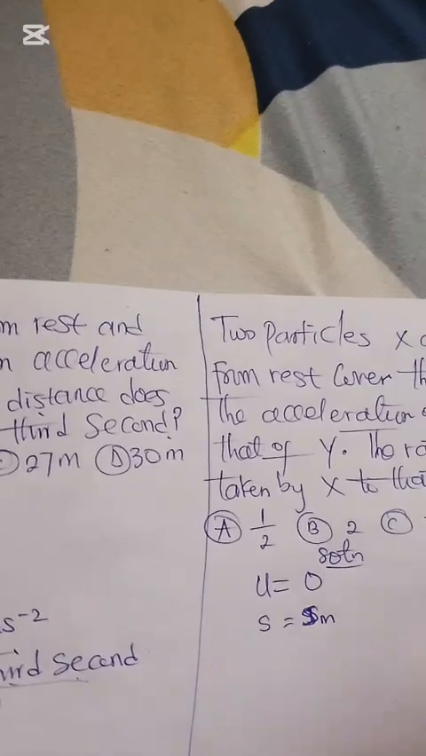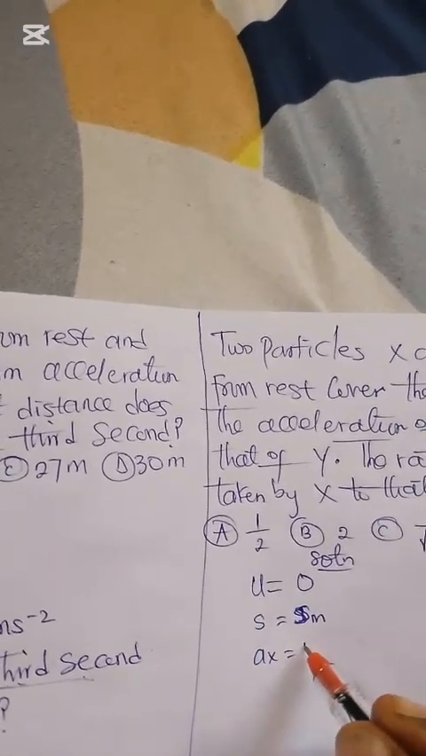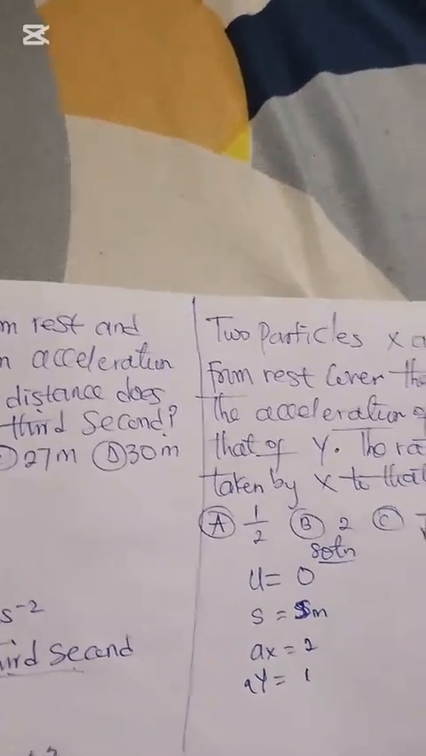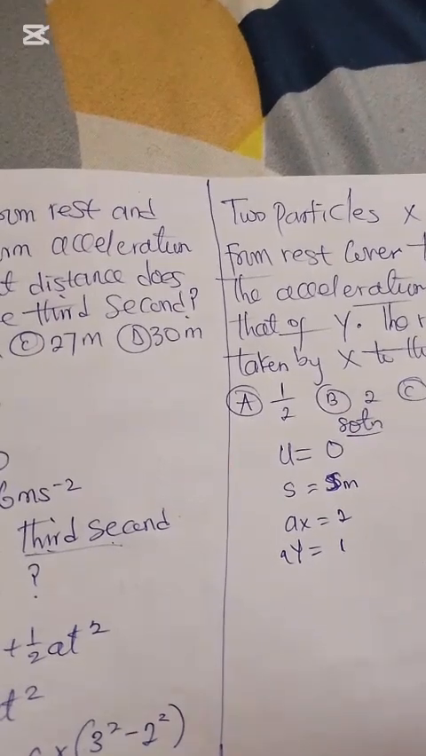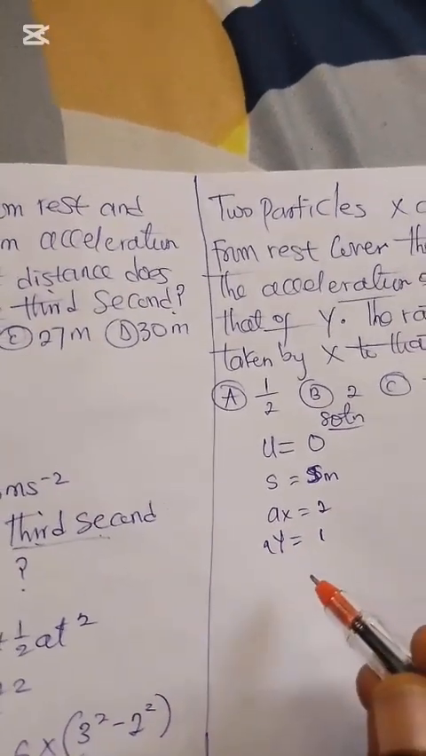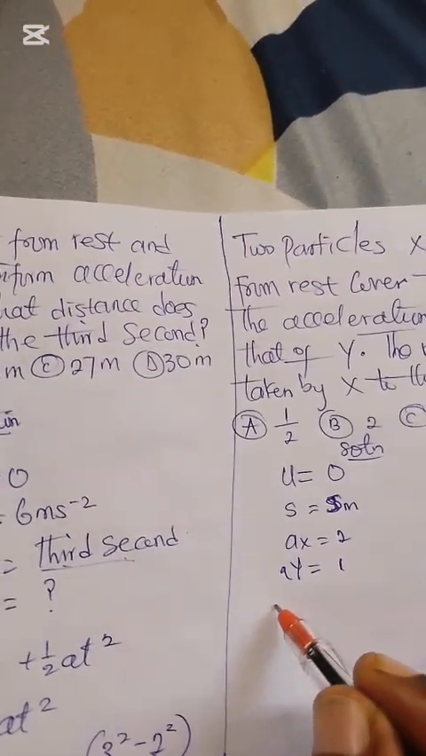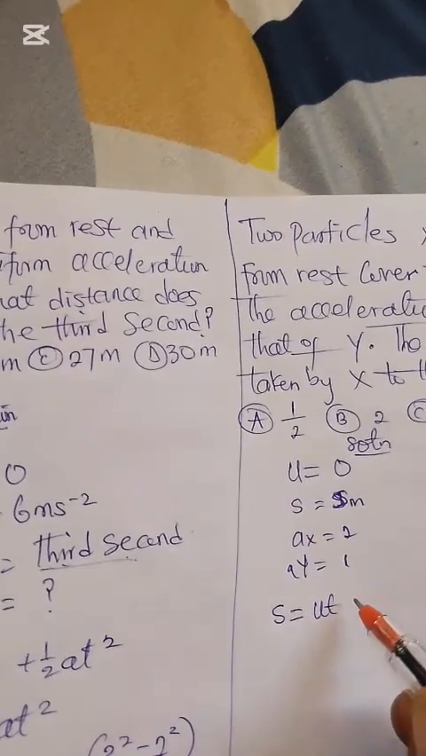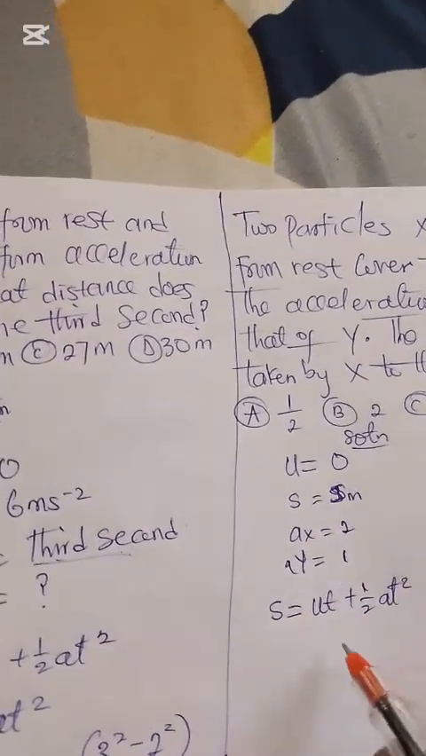The acceleration of x is twice that of y. So acceleration of x is equal to 2 and that of y is equal to 1. So it is twice. Then the ratio of the time taken by x to that taken by y is. So what do you do? You can start by analyzing the equation. The equation to use here is s equal to ut plus 1 over 2 at square.